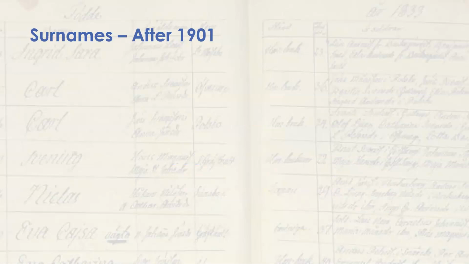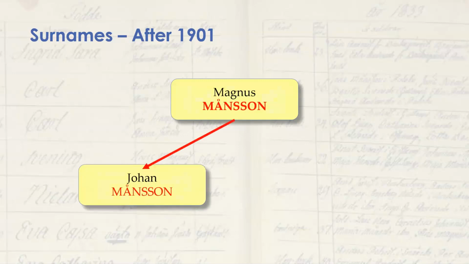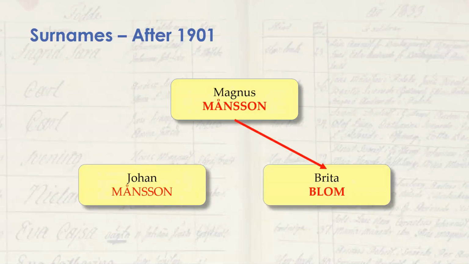In 1901, a law was passed for families to adopt a permanent surname. So we'll now find that the children either took their father's patronymic surname or created an entirely new one.